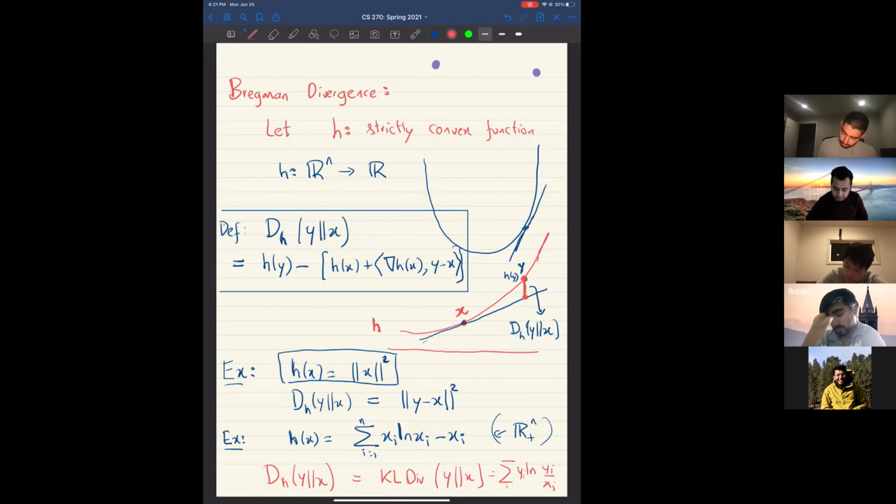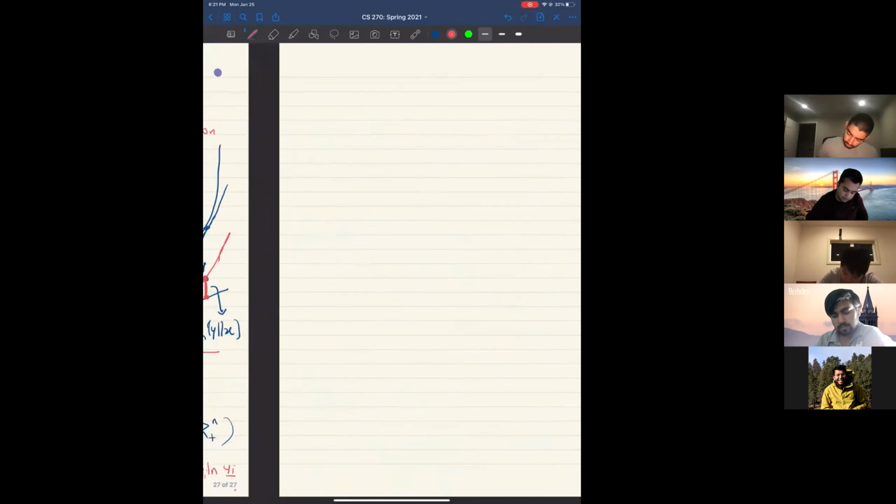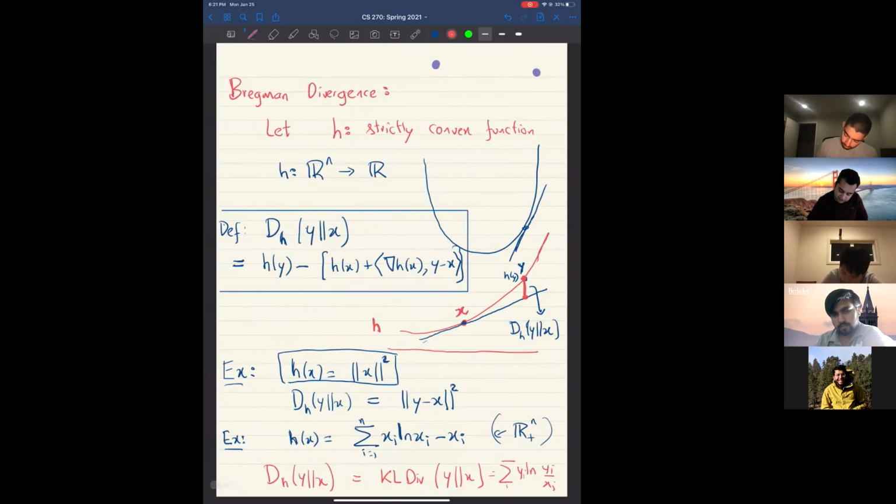And instead of that, if you use the version of entropy for PSD matrices, you get this algorithm called the matrix multiplicative weights, if you have heard about it. But basically, by just using a different choice of this H, you recover different algorithms. And so all of them are doing just this thing.